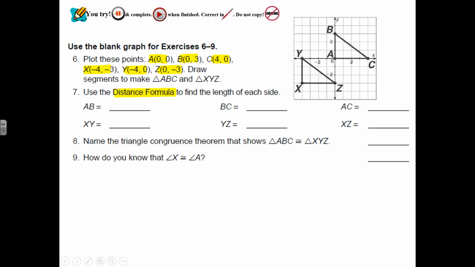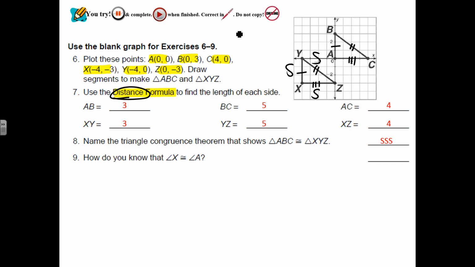Okay, students, welcome back. Let's check your distance equation. The length of AB, you should have got 3 units. BC was 5 units. AC was 4 units. XY was 3 units. YZ is 5 units. And X to Z was 4 units. You proved these triangles are congruent by side, side, side. And you did that using the distance equation.